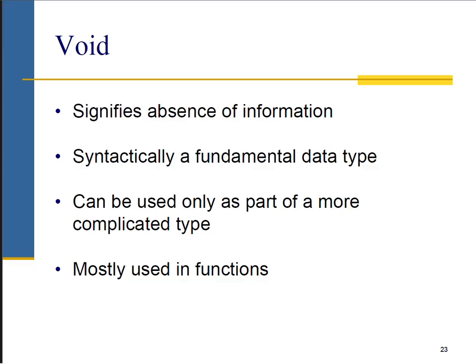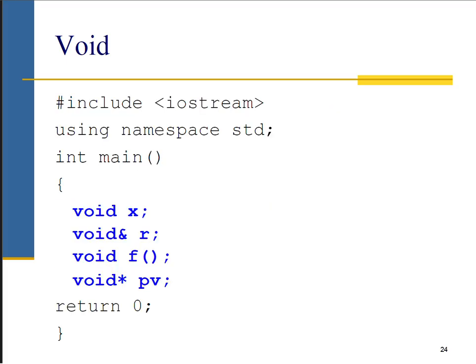Void. Void means no value. It signifies the absence of information. Syntactically, it is a fundamental data type. It's used mainly in function definitions. So this is a simple example.